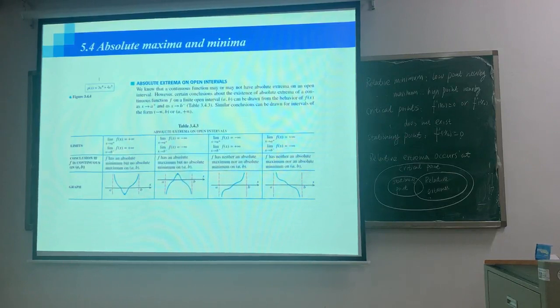So for this case, we do have an absolute maximum, but we do not have a minimum. And if the left goes to minus infinity and the right goes to plus infinity, or the left goes to plus infinity and the right goes to minus infinity, then for these two cases, we do not have an absolute minimum or absolute maximum.